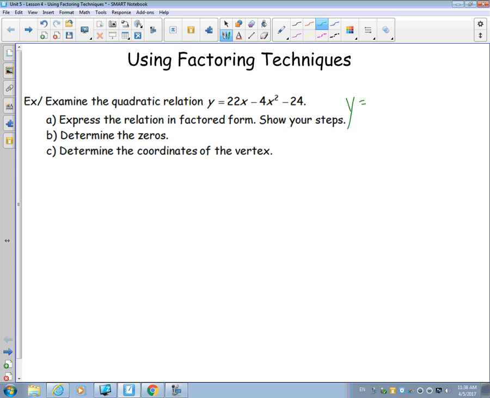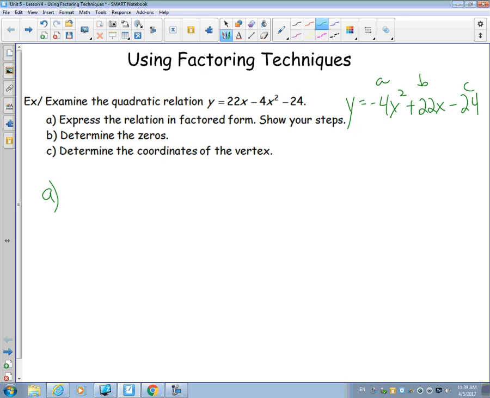So the first thing we want to think about is we should always put things in the correct order before we start. So it goes from the highest exponent to the lowest exponent. That way you have standard form A, B, and C. We want to take that equation in part A here and express the relation in factored form. In other words, we want to factor it. So objective one is, can we make it simpler? Can we make it easier?